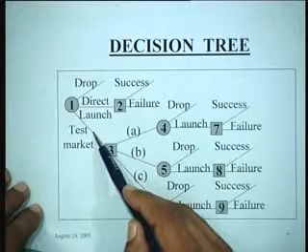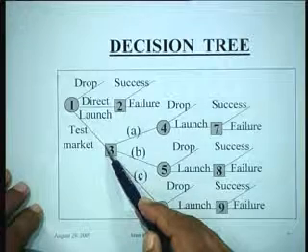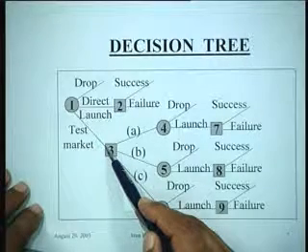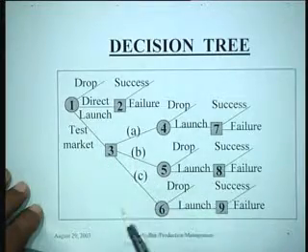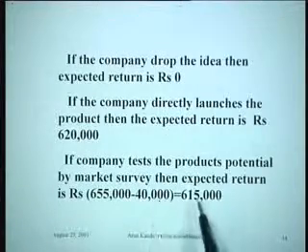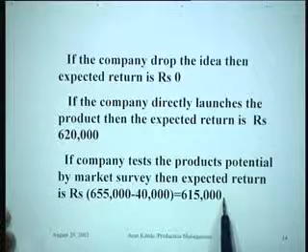So, this is like the toll tax that you pay for crossing a road, right? The tax on the Noida Bridge. It's exactly in the same manner. No matter what the outcome is of the test market, you have to pay that amount. So that's why this is subtracted here, and you get an expected value of 615,000 rupees.